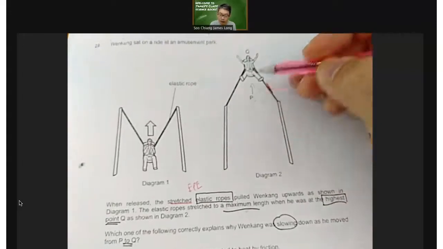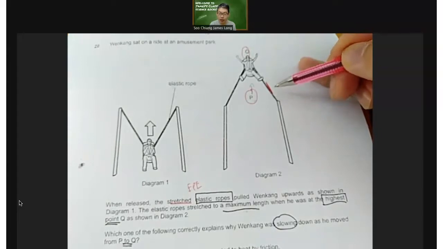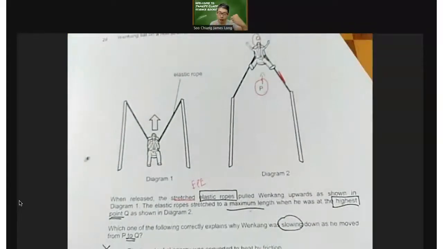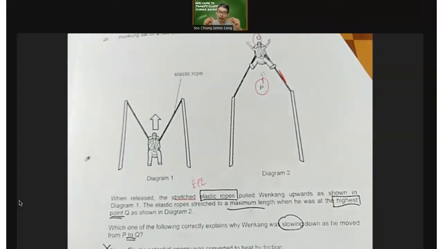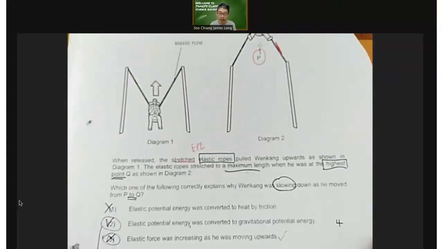As he moved from P, this point, to this point Q, the rope was stretching. Stretching means that the rope wants to be pulled back to the original length. It's like you stretch a rubber band, alright? The more you stretch, the harder it is to stretch it because the rubber band just wants to return to its original length. So which one correctly explains that?